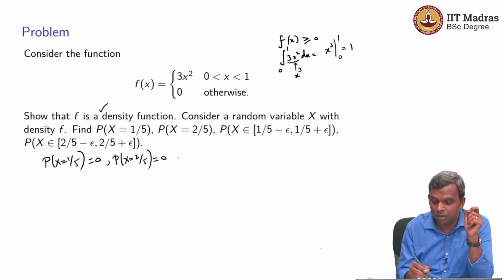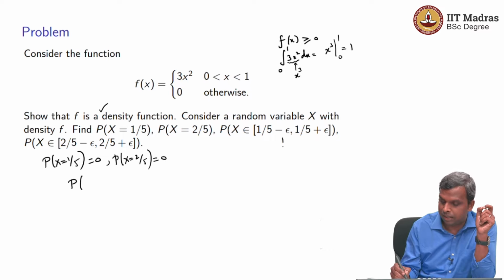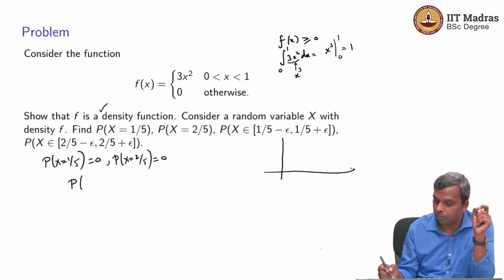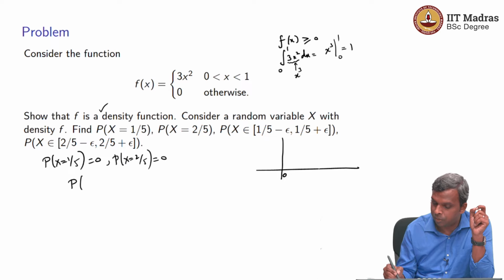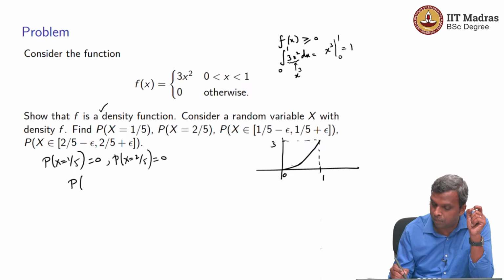Now what is the next thing? This question is a bit interesting. So maybe we should sketch this f of x. Let's sketch this. It looks like this. From 0 to 1, it's 3x squared. At 1, it becomes 3. And 3x squared will go something like this. It's a curve, like a parabola. It will go like this. This is your f of x. Now 1 by 5 is somewhere here. 2 by 5 is somewhere here.